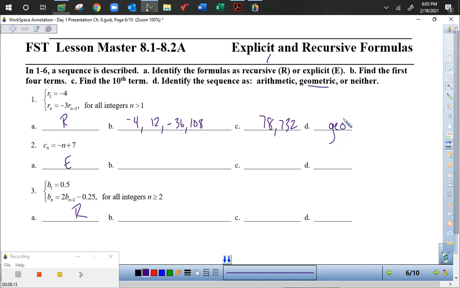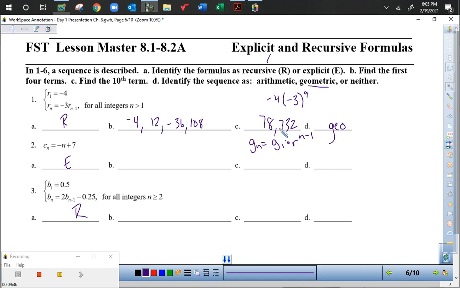And because it's geometric, we're going to go to our note card and write down the formula you see that's explicit with geometric. It says the nth term is equal to the first term times the rate to the n minus 1 power. So our first term was -4, our rate was -3, and we just want to raise it to the n minus 1 power. We want the 10th term, so 10 minus 1 would be 9.